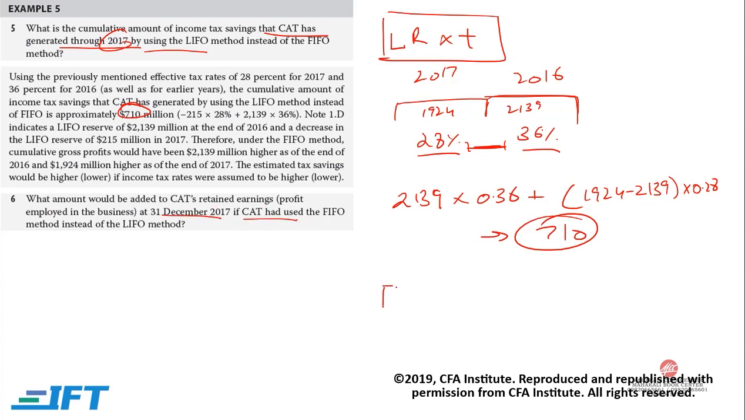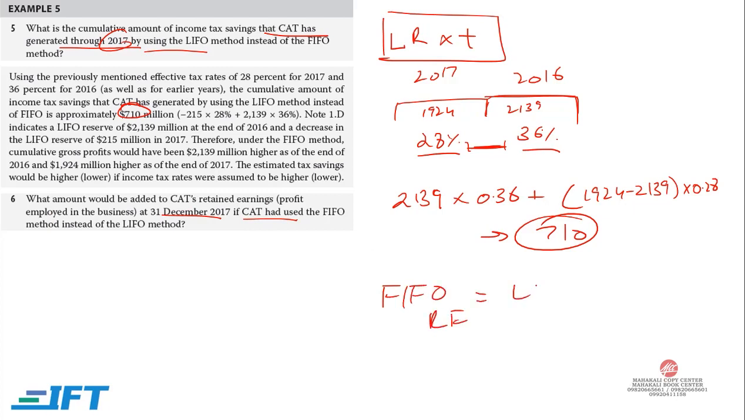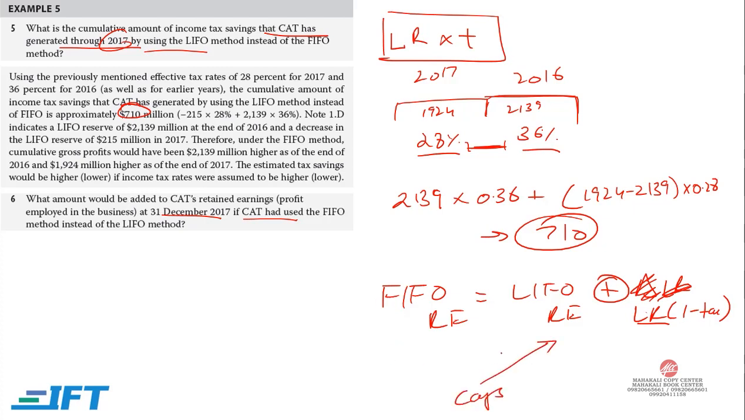Now what amount would be added to CAT's retained earnings at 31 December 2017 if CAT had used FIFO? FIFO retained earnings equals LIFO retained earnings plus LIFO reserve times (1 minus tax). Why are we adding LIFO reserve times (1 minus tax) to LIFO's retained earnings? We need to understand that in a normal scenario, the cost of goods sold in FIFO is less as compared to LIFO. In LIFO, the cost of goods sold is more. If cost of goods sold is less, net income is more, and if net income is more, retained earnings is more. Hence we have an addition sign over here.